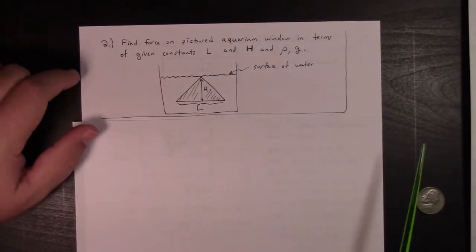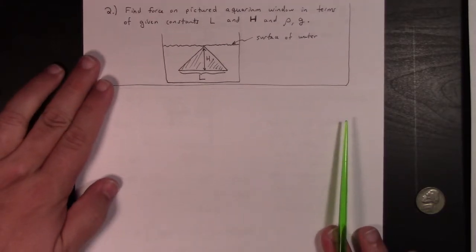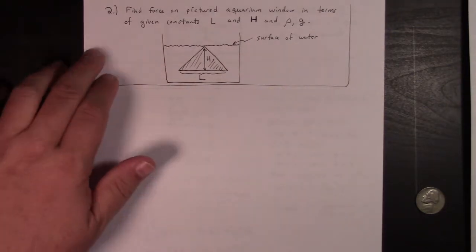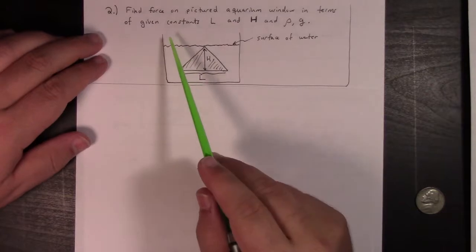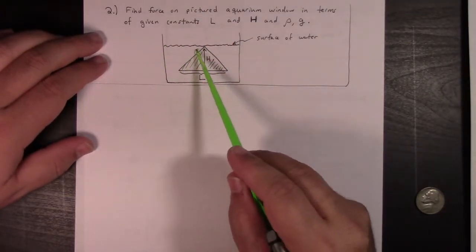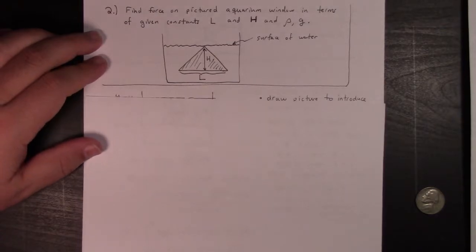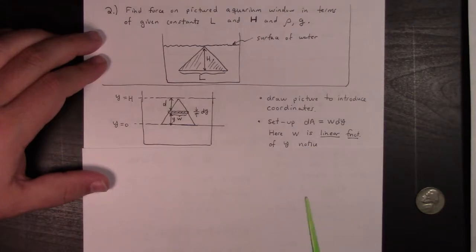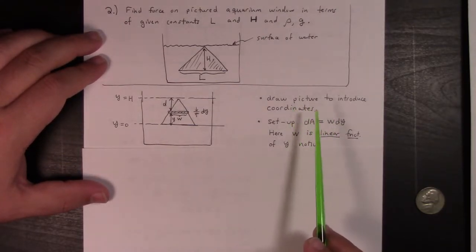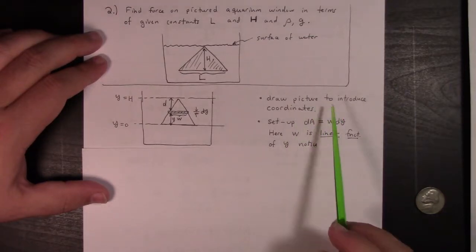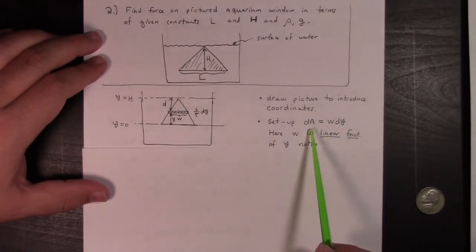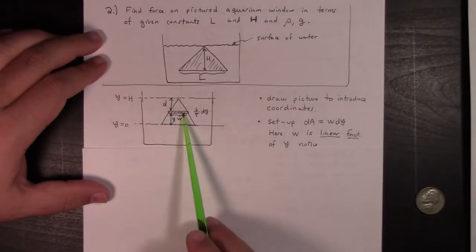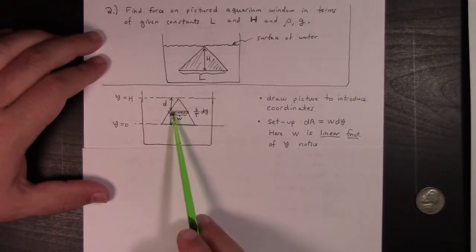Find the force on the aquarium window pictured in terms of constants L, H, rho, and g. Ooh. So here's the surface of water, and I've got this triangular window like so, and I'm asked to calculate the hydrostatic force on the window. So here's how we do it. We introduce coordinates and a picture. We draw a picture to introduce the coordinates. I set up the dA, which again is from a horizontal strip, because that's where the pressure is constant, so I can logically calculate the dF like so.